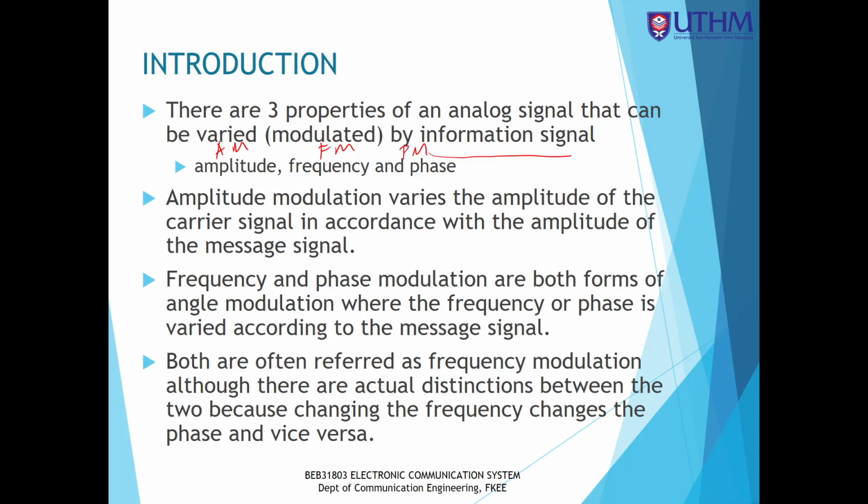Amplitude modulation is the process of changing the amplitude of the carrier in accordance with the amplitude variation of the input signal. Itu adalah definisi untuk AM. Frequency modulation is the process of changing the frequency property of the carrier in accordance with the amplitude variation of the input signal. Manakala PM, phase modulation, is the process of changing the phase property of the carrier signal in accordance with the amplitude variation of the input signal. Itu dia punya definition.